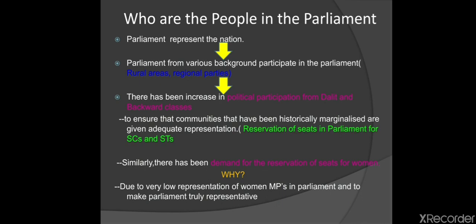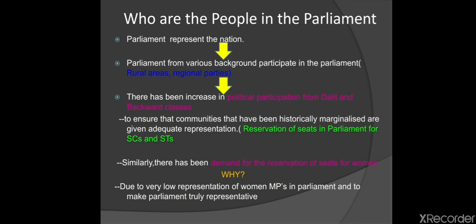Representing the nation means it is representing the culture of the country, the traditions of the country, the people of the country, because the members of the parliament who are the representatives are coming from different sections and from different areas of the country. So they are representing their cultures, their traditions, so that you can say that parliament represents the nation, parliament represents the country.